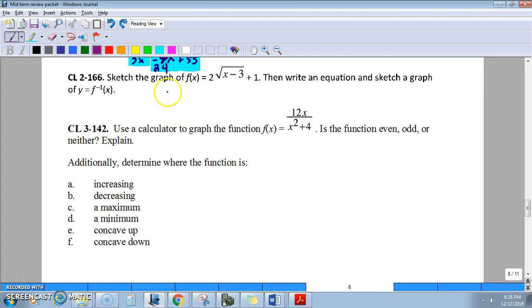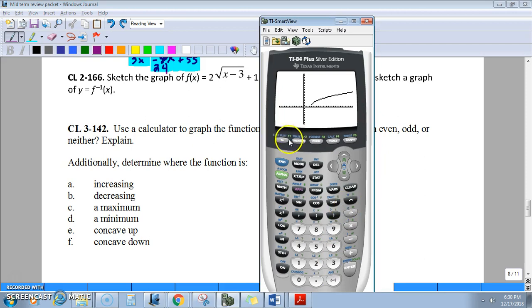So all the inverse means is that for every x and y value, you are going to switch your x and your y. So let's do that in the calculator. If I put this into the calculator, y equals 2 times the square root of x minus 3 plus 1, I graph it. This is what the graph looks like, okay?